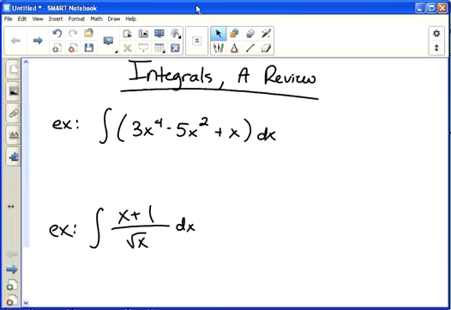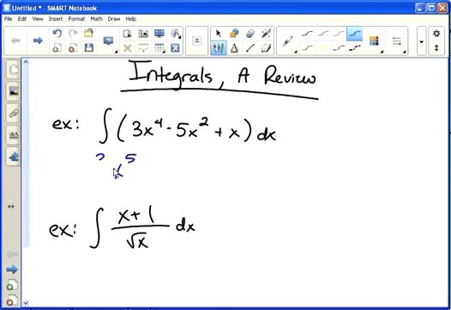So these first two are just basic, it's called the power rule. We didn't use that term a whole lot, but that's what it is. It's the power rule, where you add 1 to the exponent and divide by that number. So for this one, we would add 1 to the exponent, making it x to the 5th, divide by that 5, making the coefficient 3/5. Add 1 to the exponent, then divide by that number. Add 1 to the exponent, divide by that number. And remember to put plus c. So 3/5 x to the 5th minus 5/3 x cubed plus 1/2 x squared plus c.